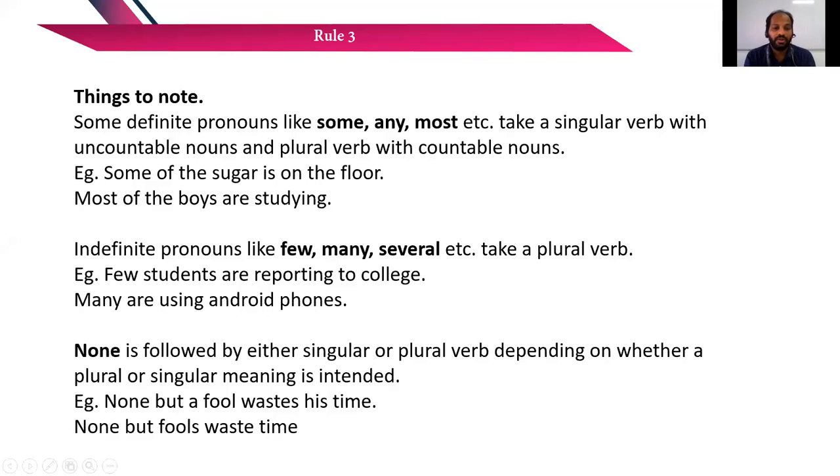Examples like: none but a fool wastes his time. None but a fool, so there it is singular, in simple present tense. None but a fool waste his time. None but fools, once it has become plural here: none but fools waste time. So I hope it is clear. That is the difference, because none can be either singular or plural.